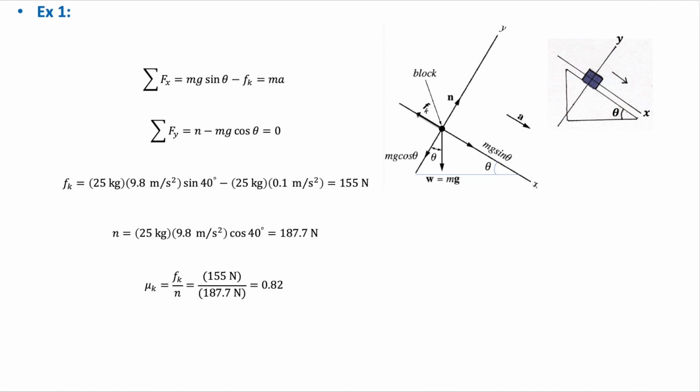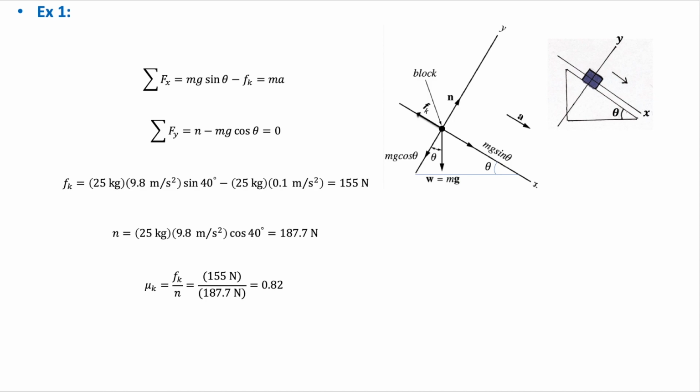And we want to find the coefficient of kinetic friction between the block and the surface, okay? So this figure here shows the free body diagram of the block, and as you can see, this block is represented as a dot here at the center of this coordinate system. And as you can see, all forces acting on the block are shown. So this is the weight of the block, the frictional force, and the normal force.